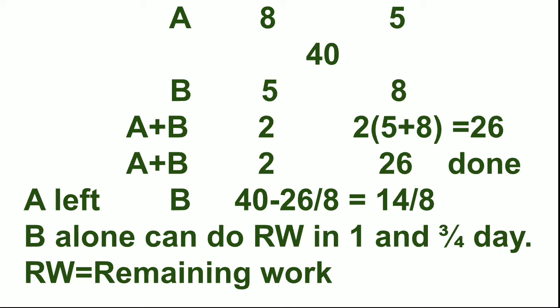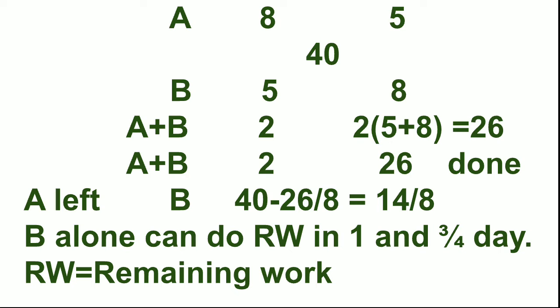Now A plus B work for 2 days, so their efficiency becomes 26 units. So in 2 days A plus B has done 26 units of work.